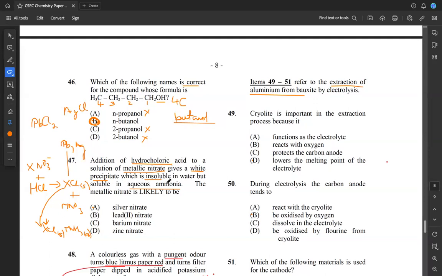Now, it says that when we add aqueous ammonia, it then becomes soluble, right? So this is the only one that becomes soluble when we add aqueous ammonia, and so our answer has to be that the identity of the metal X was silver. So what we started with was then what? Silver nitrate, okay? So our answer for 47 is A.